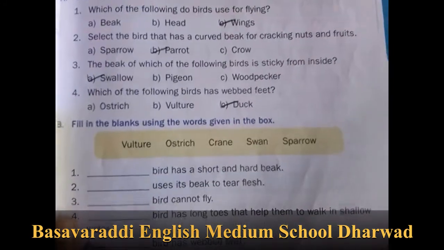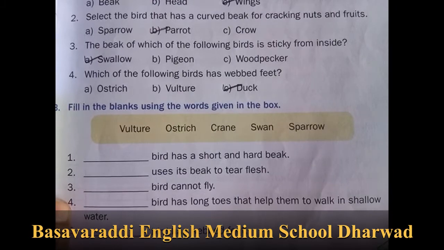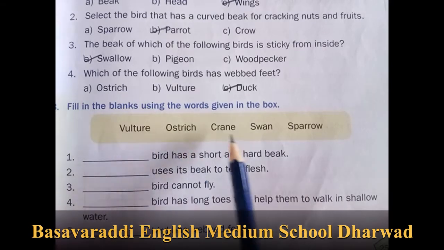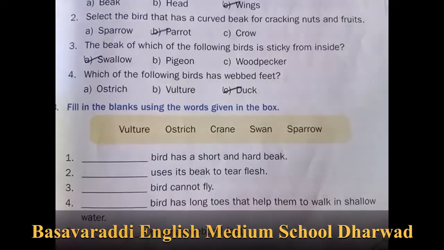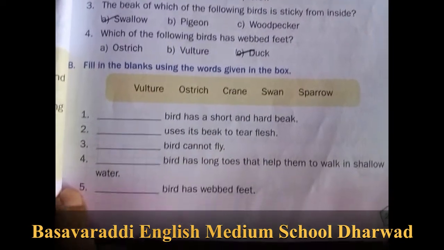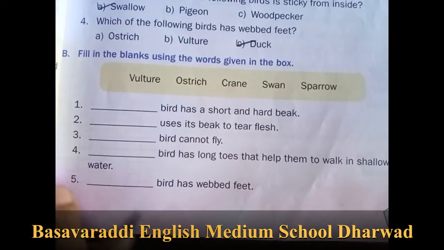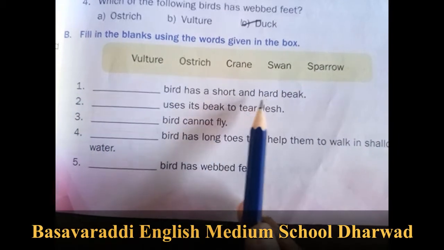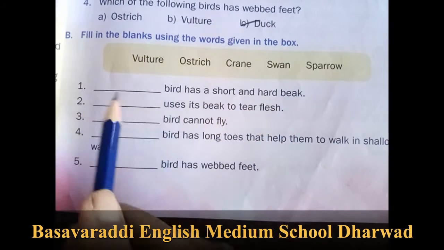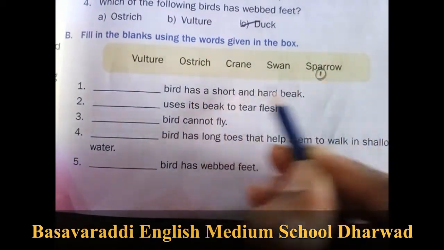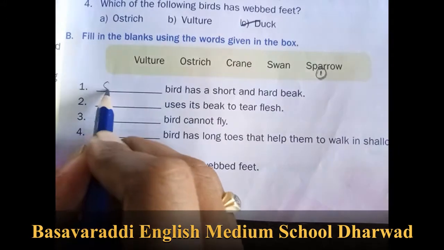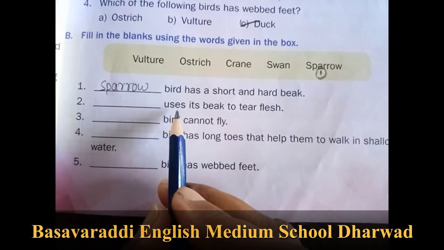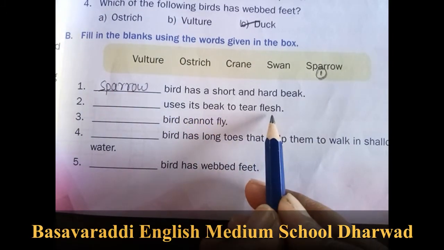Okay, the B question, fill in the blanks using the words given in the box. In the box there are the 5 words: vulture, ostrich, crane, swan, sparrow. Yes, we have to choose the correct one and fill in the given blank. First one, dash bird has a short and hard beak. Sparrow. Dash uses its beak to tear flesh. Vulture.